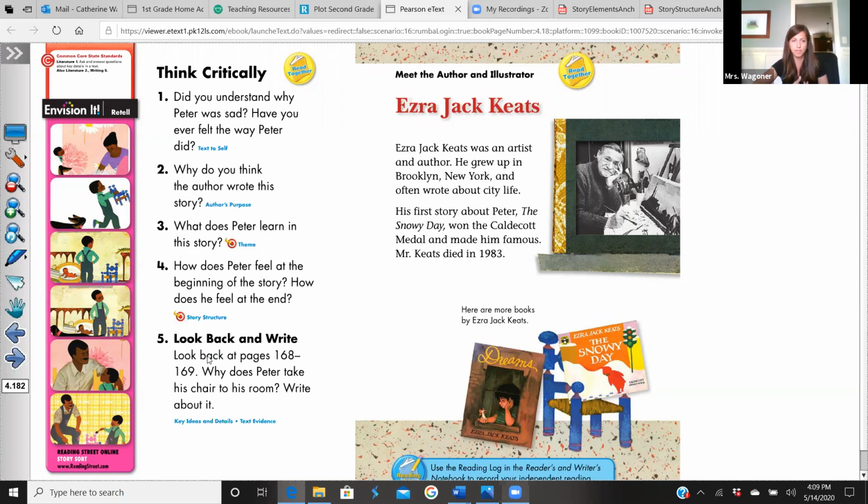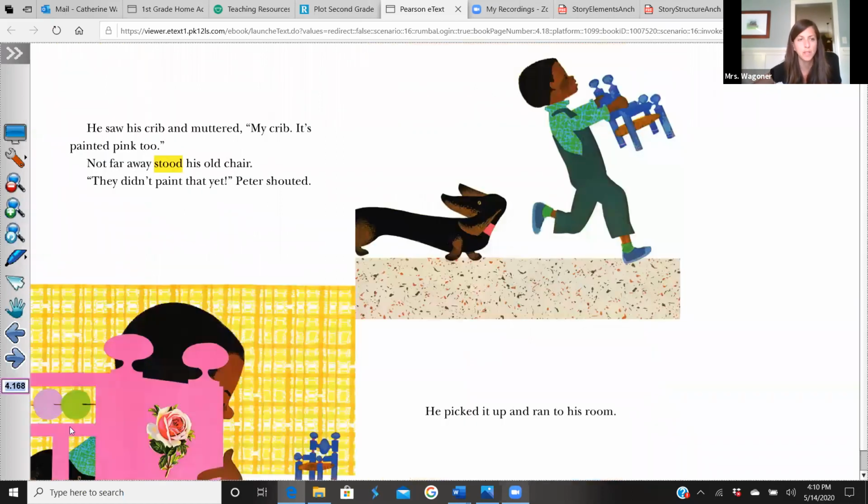I'm going to go to number 5. Number 5. Look back and write. So it says, look back at pages 168 and 169. Why does Peter take the chair to his room? Write about it. So we can go back to those pages real quick so you can see. All right, so here we have page 168 and 169. Why does Peter take his chair to his room?